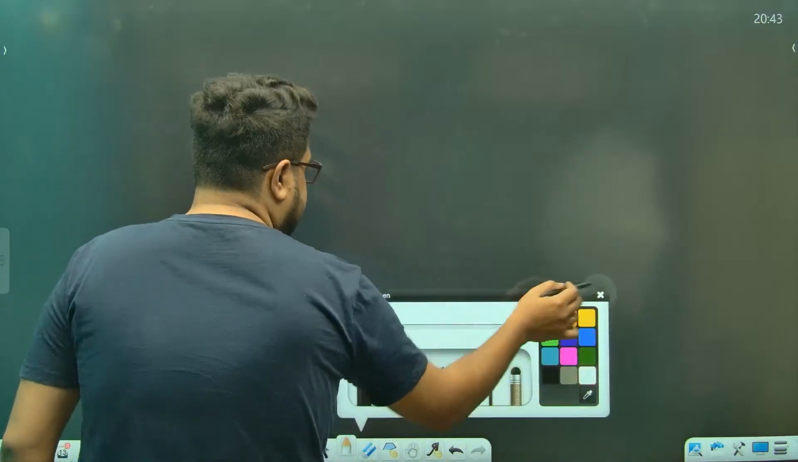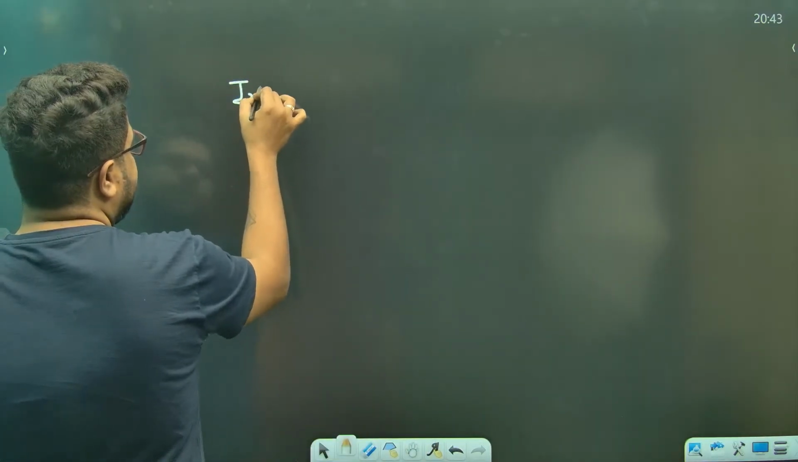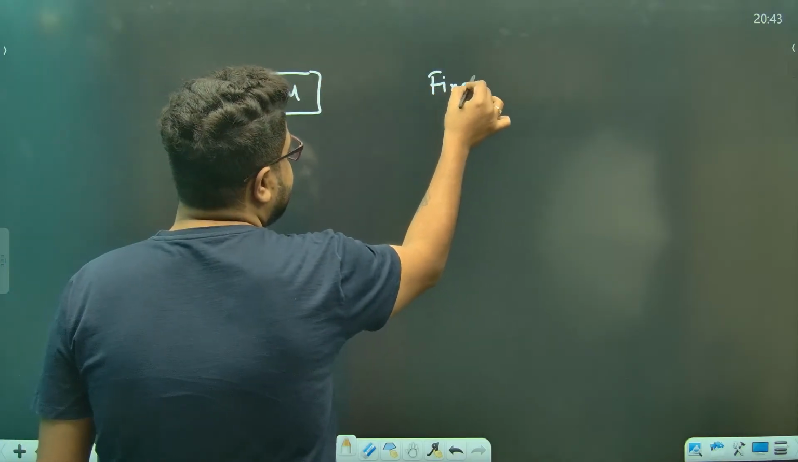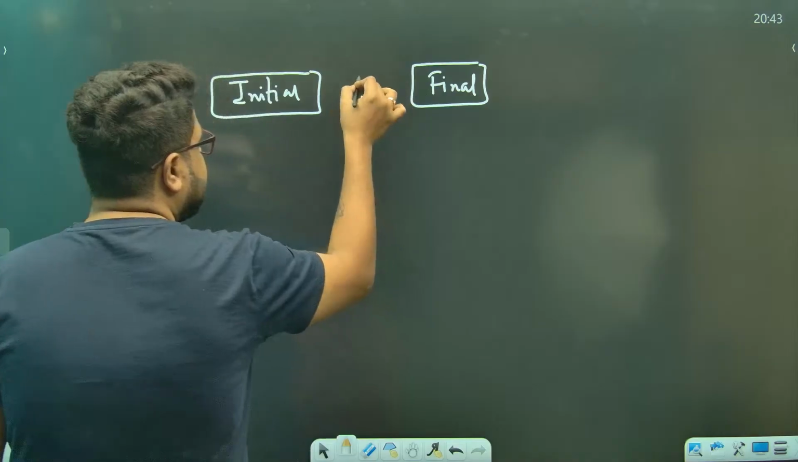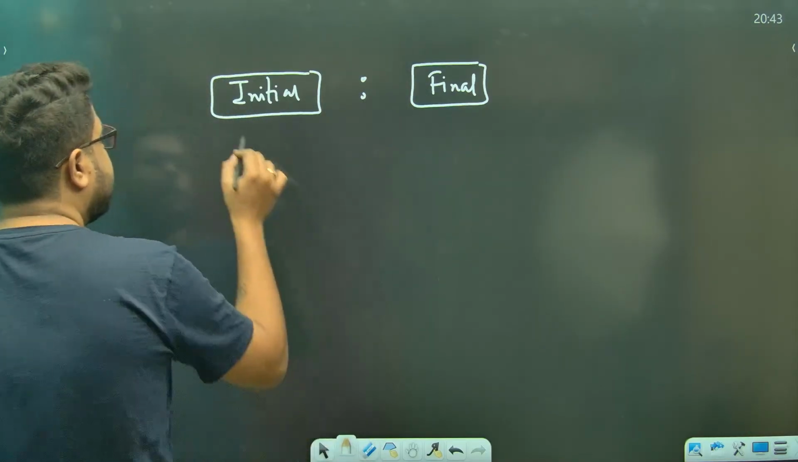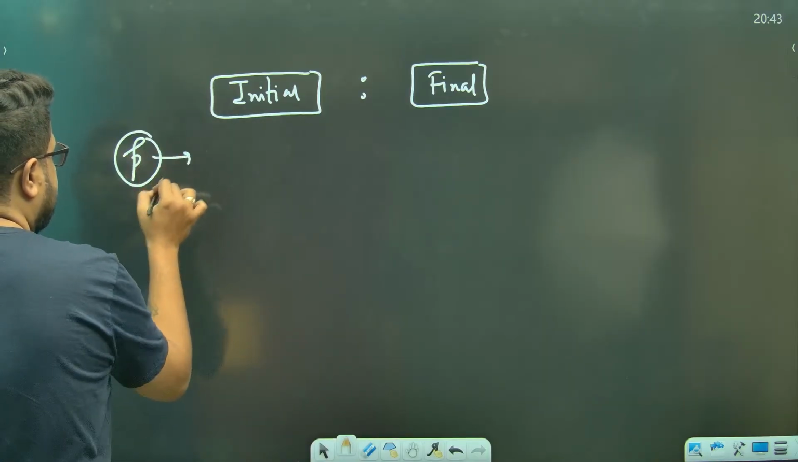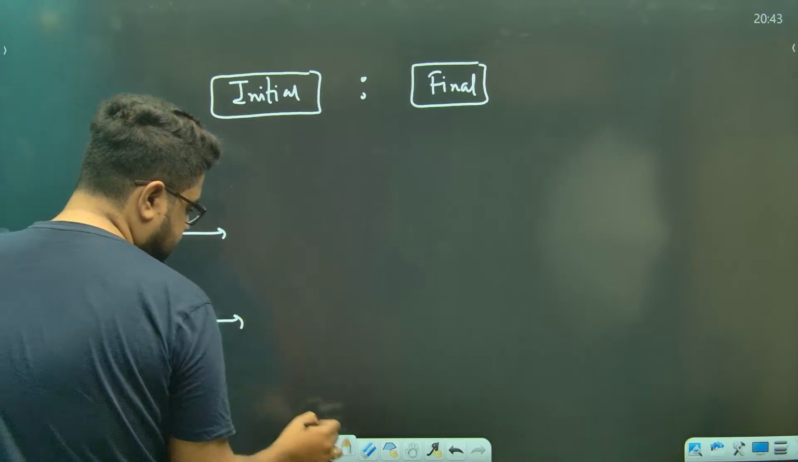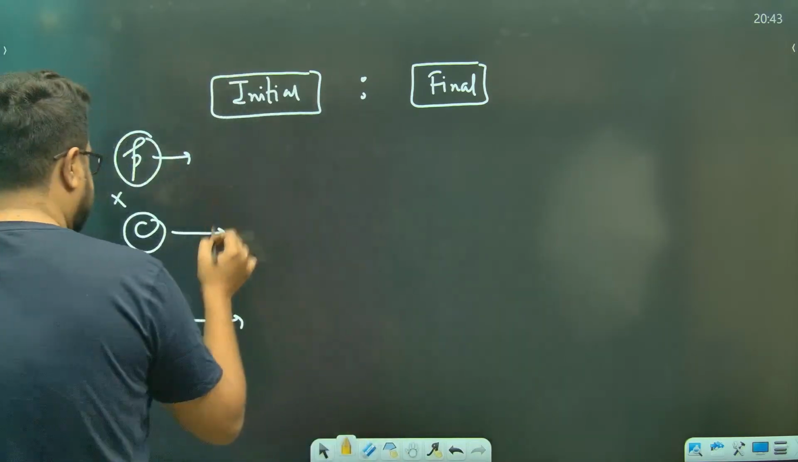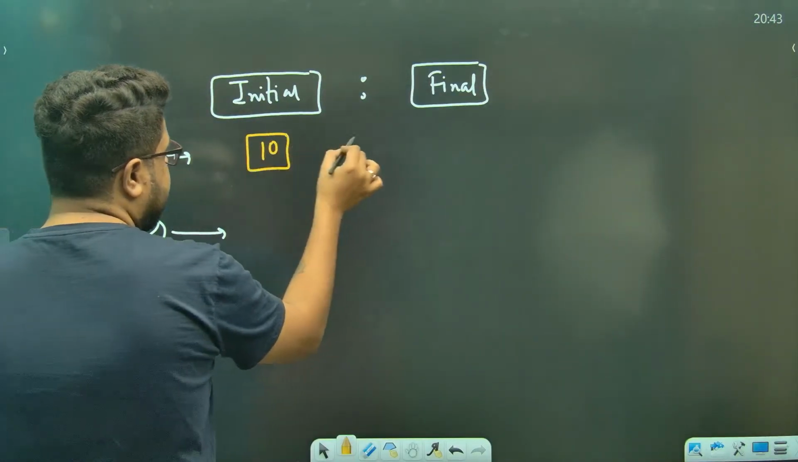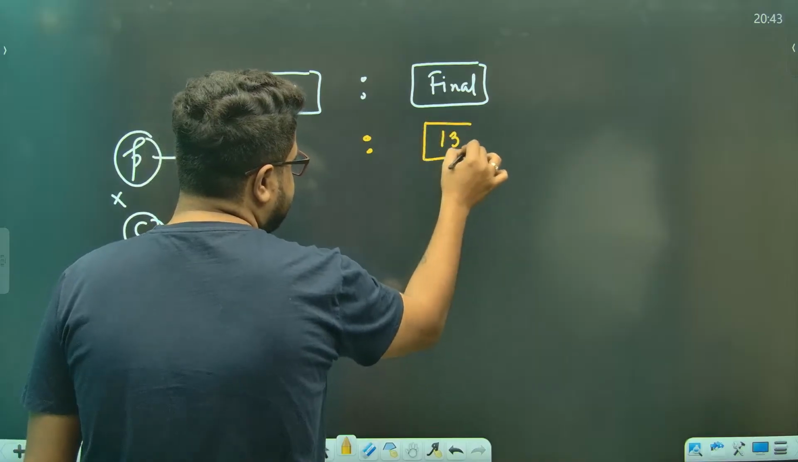See, sir, what will happen? Let's do the same question. Let us do the same question. Sir, initial, final. I'm doing it very identically so that everybody can understand. Sir, price into consumption equals expenditure. Sir, what I just said, price was increased by how much? 30%. Meaning if my price was 10 rupees, it has been increased to 13 rupees, just as the previous one.